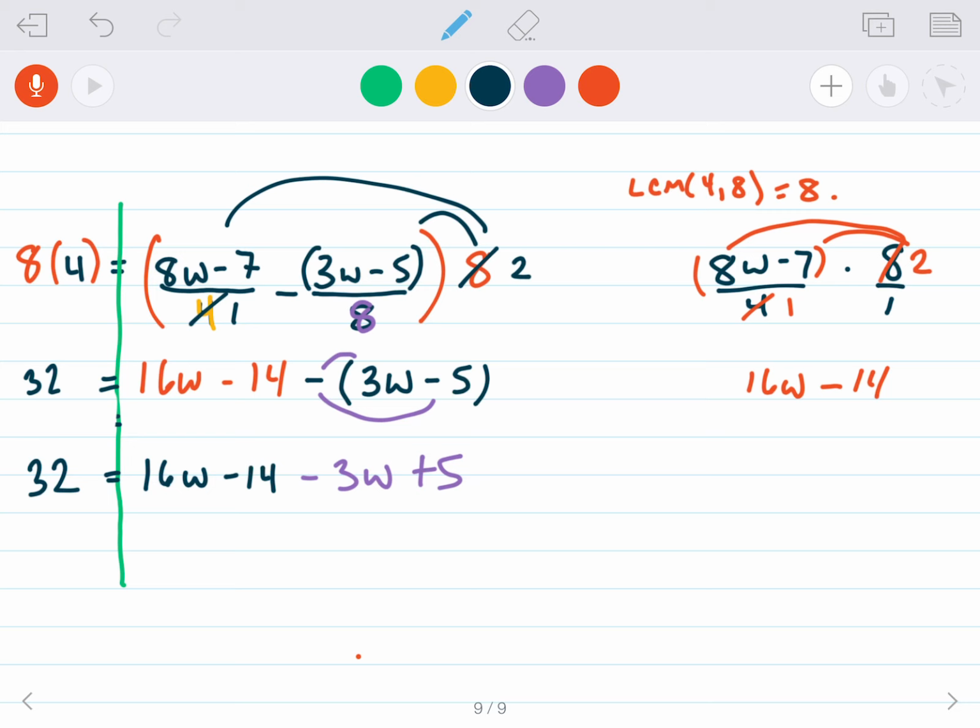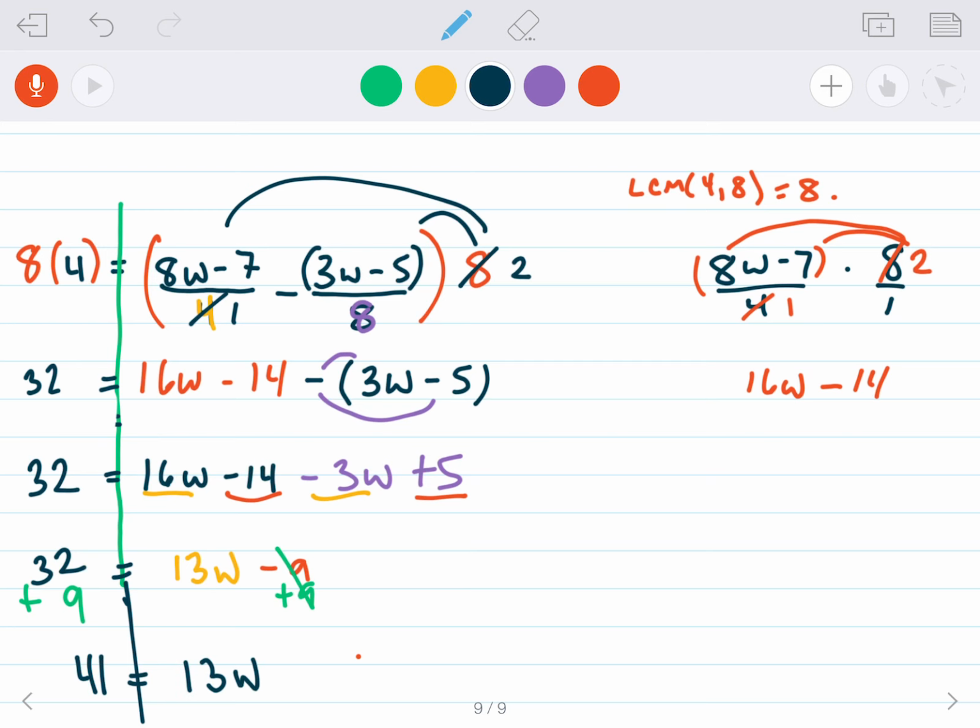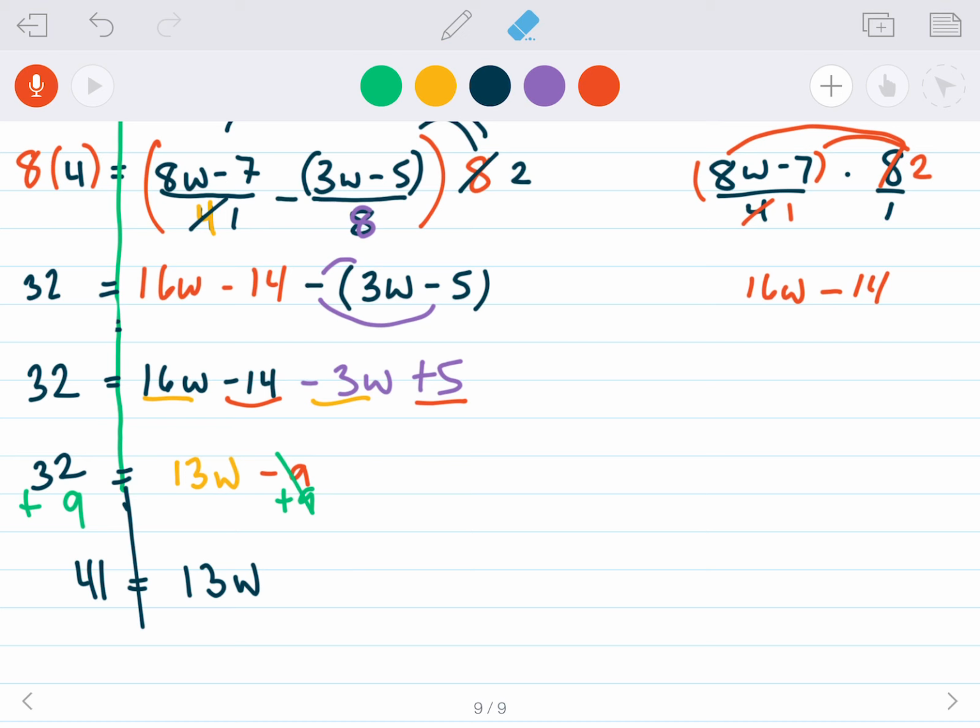Okay, combining like terms. On the right, I have these that can be combined, and I have these that can be combined. So 16w minus 3w is 13w. Negative 14 plus 5 is negative 9. Okay. Now I'm going to add 9 to both sides to try to get that w alone. And on the left, 32 and 9 make 41 equals 13w on the right. Finally, I'll divide both sides by 13.